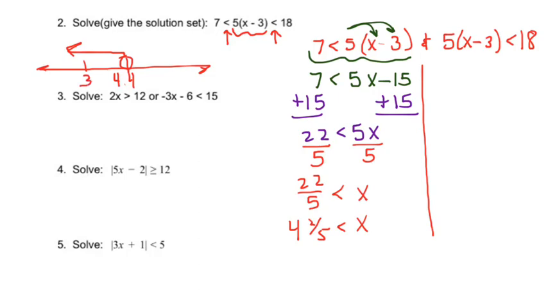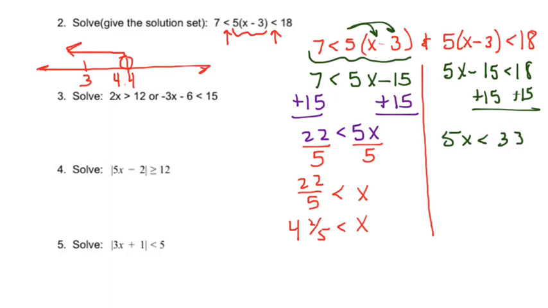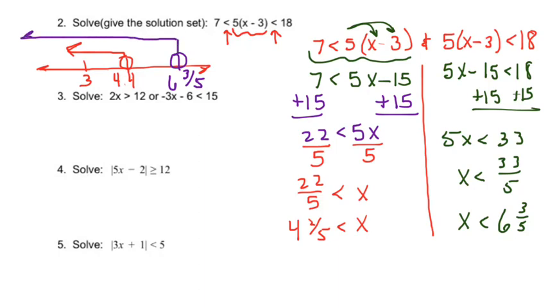So let's solve the other inequality. We get 5x minus 15 is less than 18. I'll add 15 to both sides. We get 5x is less than 33, so x is less than 33/5. So x has to be less than, let's write this as a mixed fraction, 6 3/5. Well, 6 3/5 on the number line is up here. And so here's all the values that are less than 6 3/5.